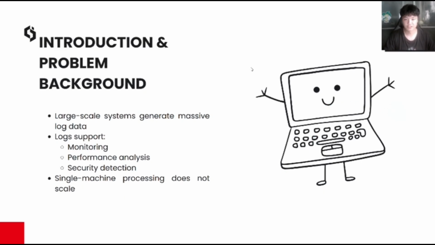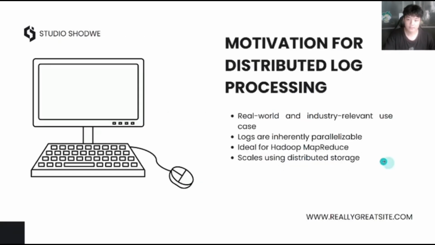Modern computer systems generate a large volume of log data, including web server access logs, application error logs, and security audit trails. These logs are essential for monitoring system behavior, identifying performance issues, and detecting potential security threats. However, as systems grow larger and more complex, processing logs on a single machine becomes slow and inefficient, especially when real-time analysis is needed. So that's why we chose to do log processing. This is our motivation for log processing.